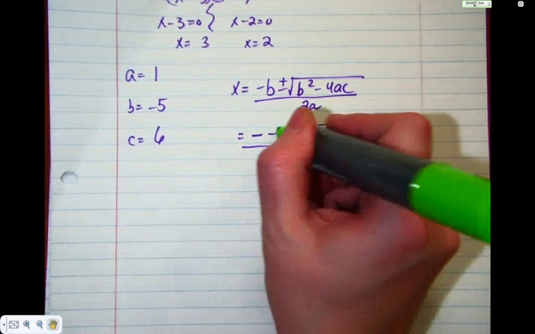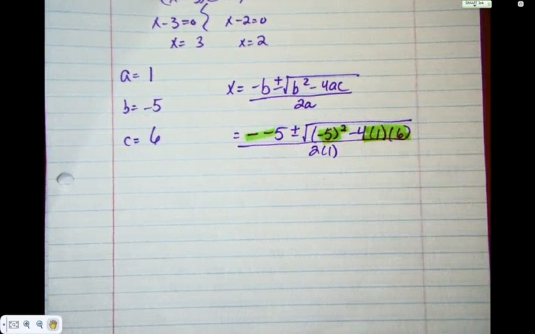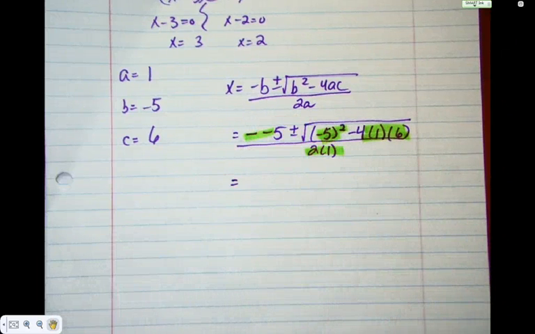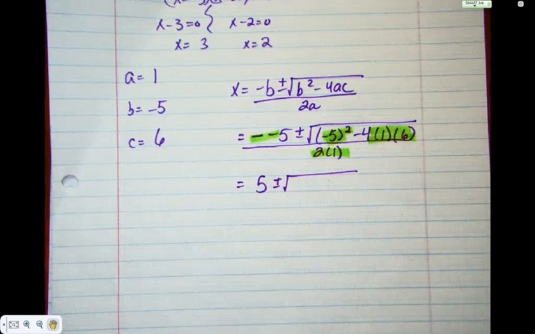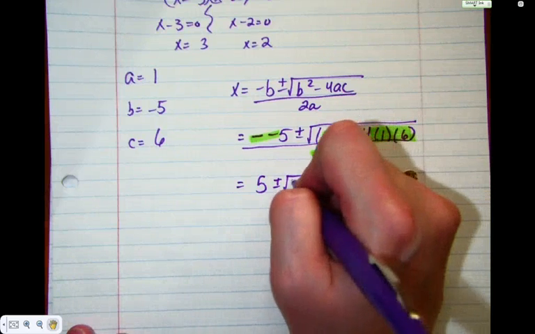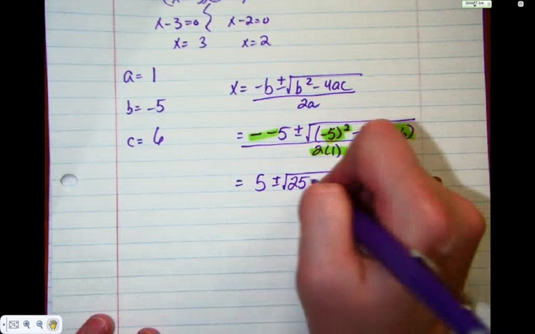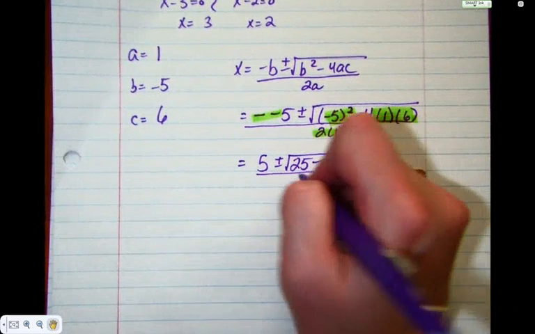What I do in the next step is I combine the two negatives. I'm going to evaluate the squared. I'm going to multiply the 4 times the 6 times the 1, and I'm going to multiply the 2 and the 1. Okay, so those 4 pieces that you see. So minus 5 plus 5. Negative 5 squared, and it's important I bracketed that negative because it's negative 5 times negative 5, which is 25. Then I'm going to do the 4 times 1 times 6, so 4 times 1, 4 times 6. So minus 24. And on the bottom, 2.